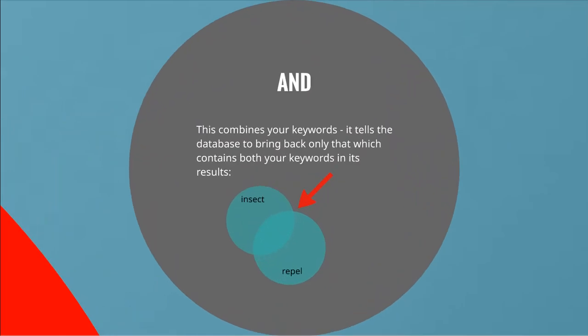Starting with and, it combines your keywords. So if you're looking for how to repel insects, for example, you'd write insect and repel, and it'll bring you back things only that have both of those words in it. This is something that's done by most databases these days. You don't have to actually put and in between anymore, but if you are struggling, it's something that you can add in.